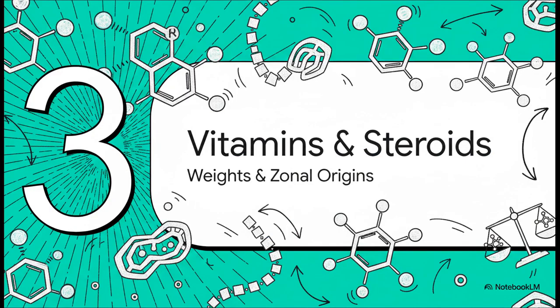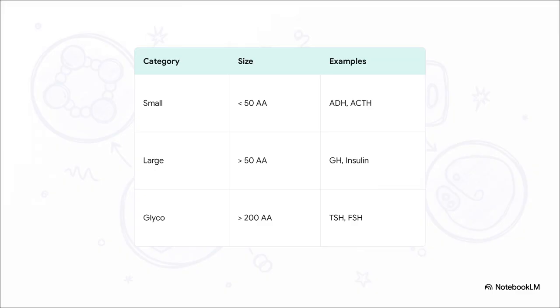Section 3, vitamins, peptides, and steroids, molecular weights, and zonal origins. All right, we're shifting gears to a high-density data compression. I really need you to evaluate these structural boundaries like an examiner would. Small peptides have fewer than 50 amino acids. This includes all your hypothalamic hormones, ADH, oxytocin, and uniquely ACTH, which is the only small peptide from the anterior pituitary. Large peptides exceed 50 amino acids.